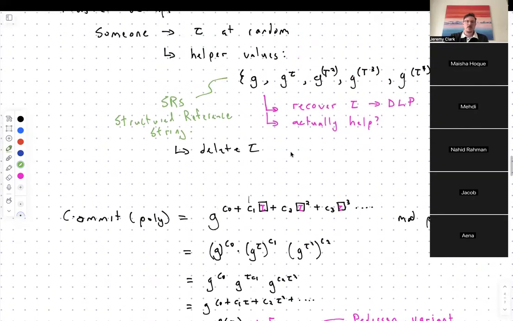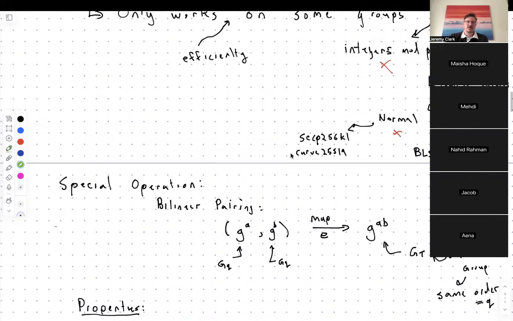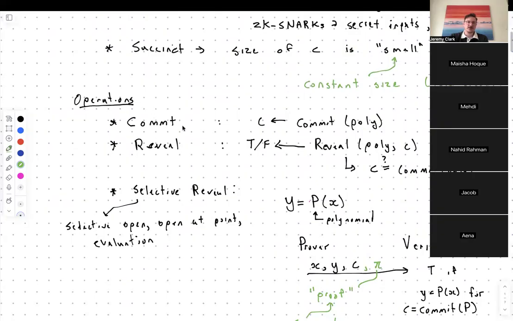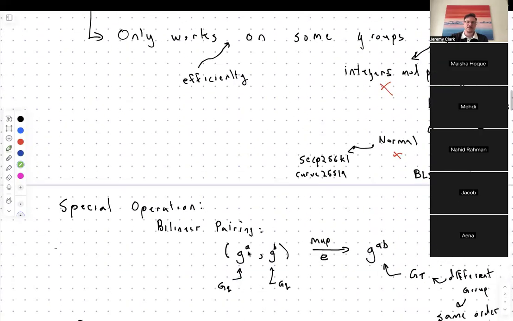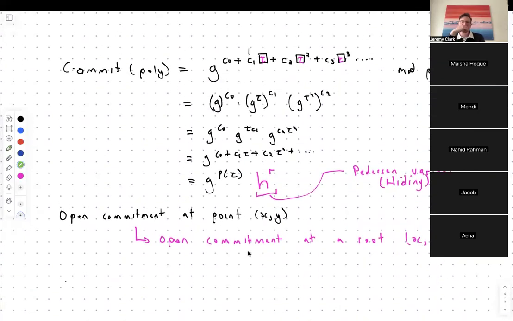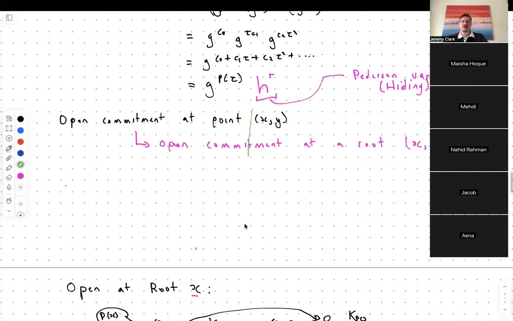Okay, so this is how we get the commitment to the polynomial. So we said there's a bunch of operations that we want to do. And so up to this point, we've only done the first thing. We haven't looked at revealing at all. I've only shown how to commit to the polynomial itself. So I have the polynomial as a set of coefficients. I use the trusted setup, and I'm able to produce this value C itself.